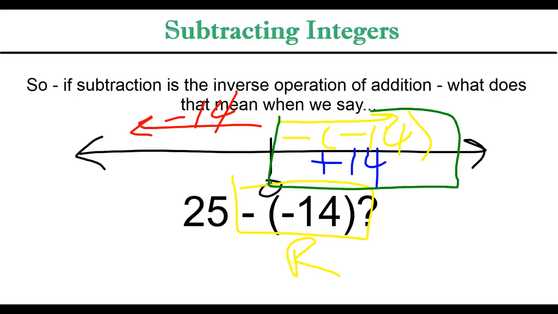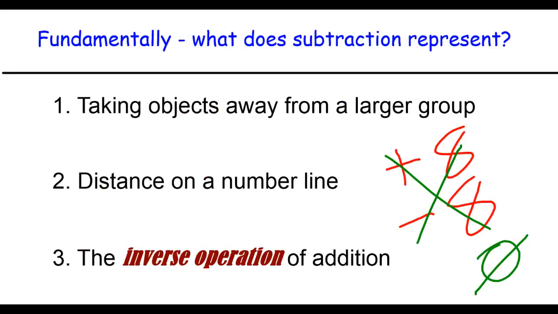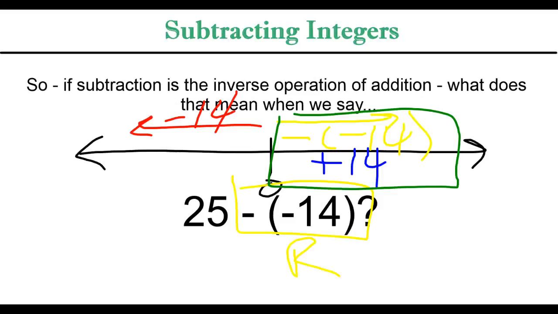So what we discovered in the last two slides and those last two examples is that subtracting a positive number is the same as adding its opposite, which is negative 15. And subtracting a negative number is the same as adding its opposite, which is positive 14. Addition and subtraction being inverse operations, and there only being two directions on the number line, subtracting a number is the same as adding its opposite value. And that's how we subtract integers, or decimals, or fractions, or any type of number that we have.